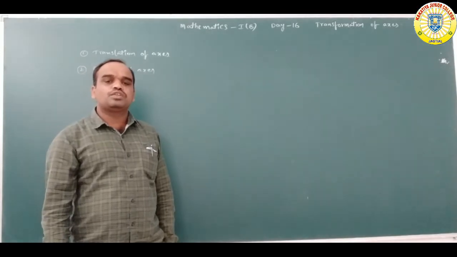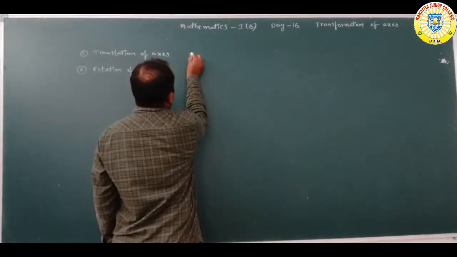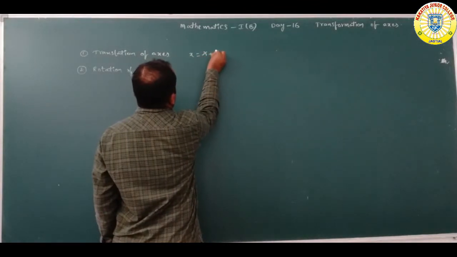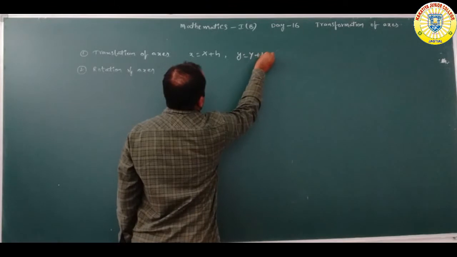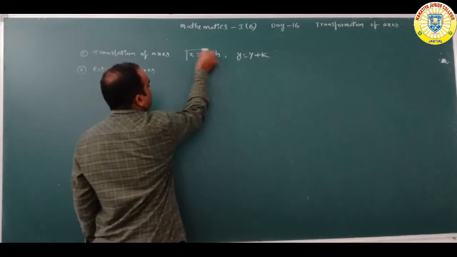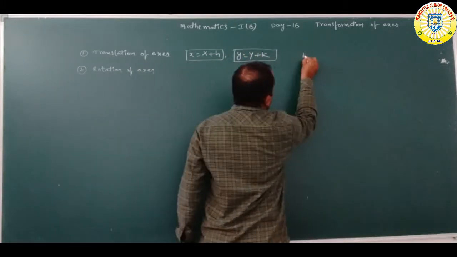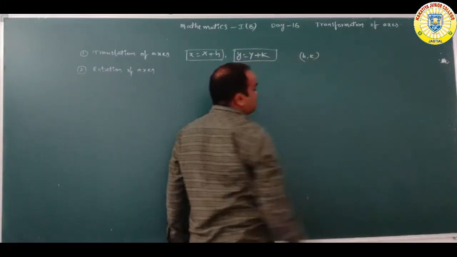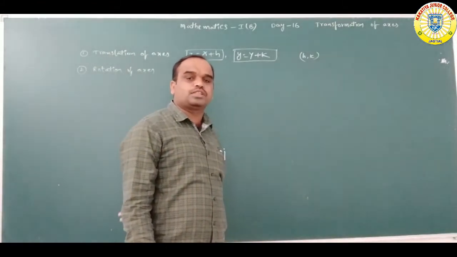So the relation between the new system and old system is: small x is equal to capital X plus h, small y is equal to capital Y plus k. The point (h, k) is the origin shifting point.